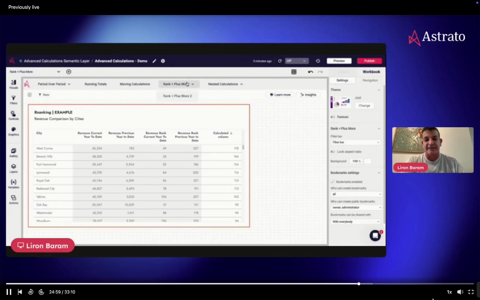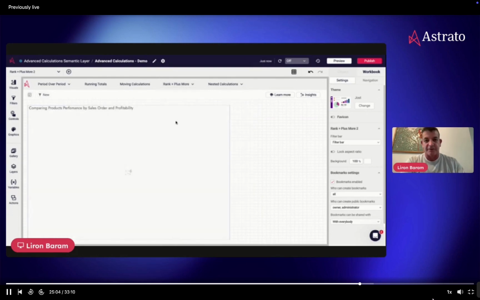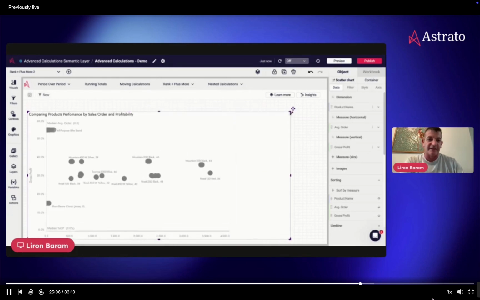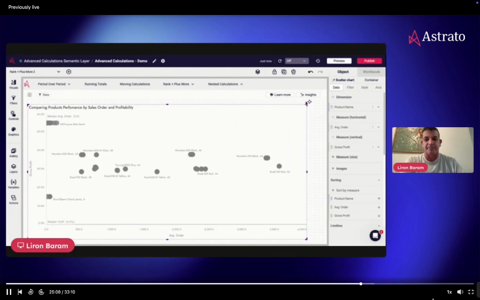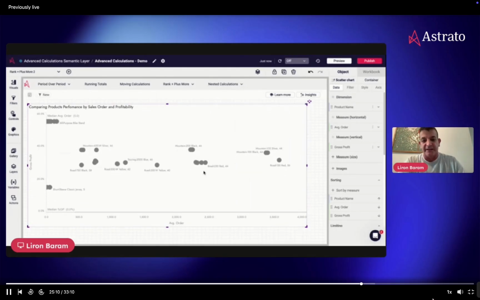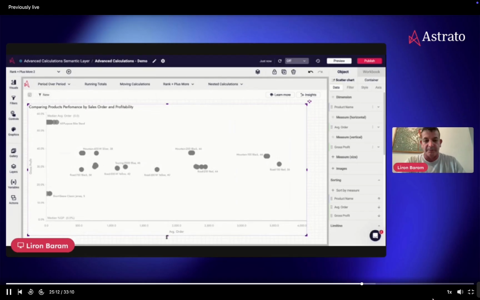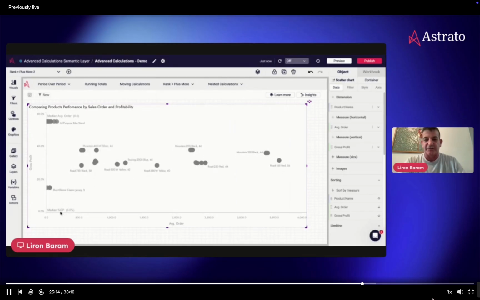I think the last example we are going to do will be something I also like. What I have here, I'm trying to classify my products into 4 groups. My scatter chart is showing me the average order and the gross profit for all the orders for all the products. What I want to identify is to split my products into 4 groups.